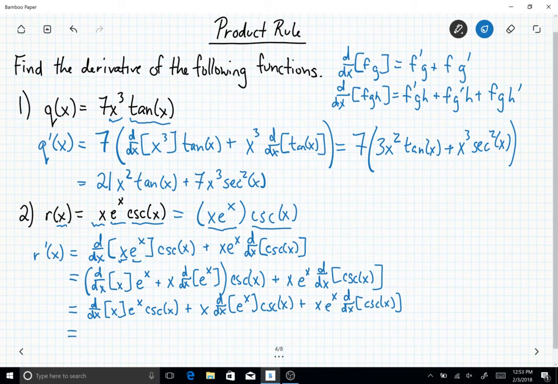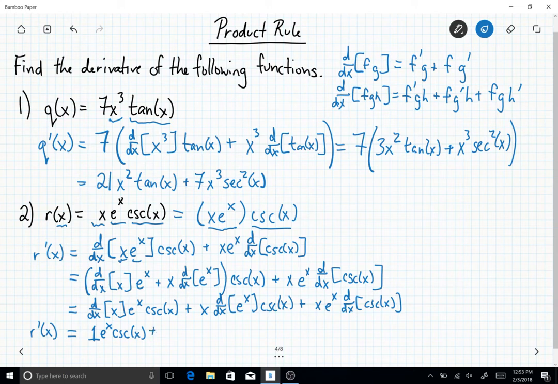So now it's derivative time. Remember, this first one is x to the first power, so you bring that 1 down and you get x to the 1 minus 1. So that just becomes 1 x to the 0, and x to the 0 is 1, so this whole thing is just 1. And then we have e to the x cosecant of x. And so all this is r prime of x.